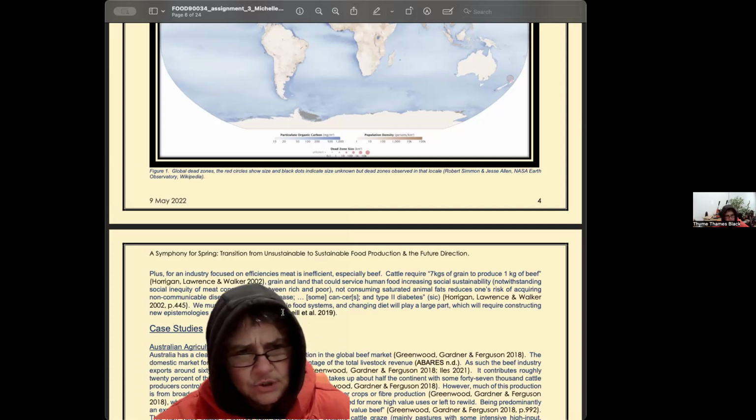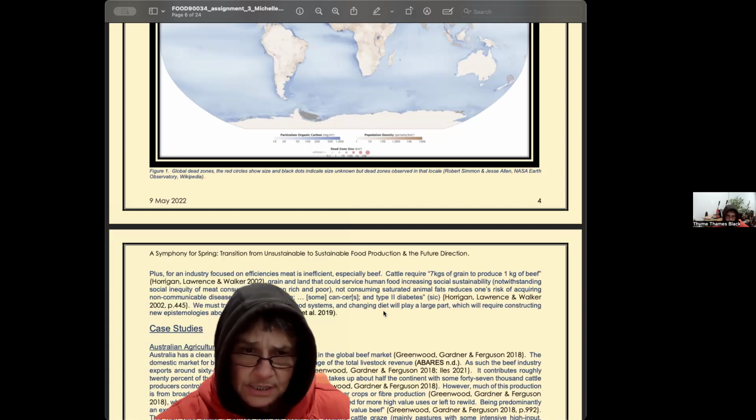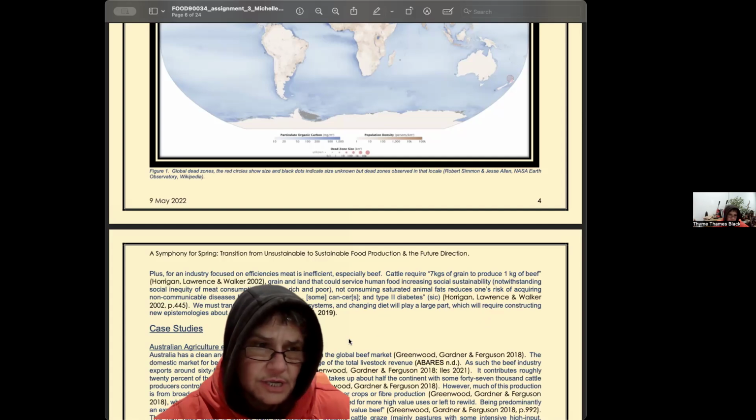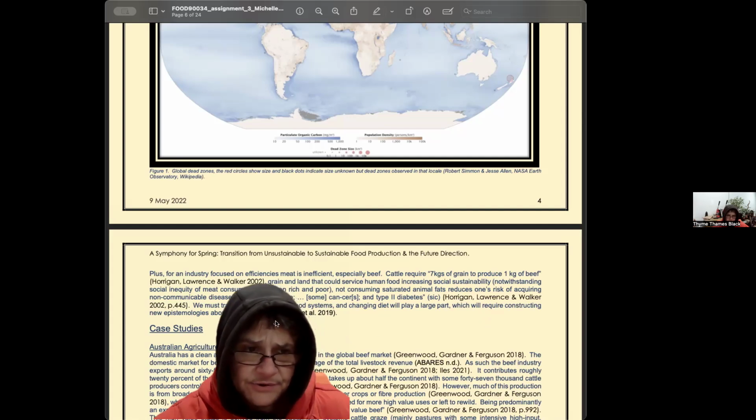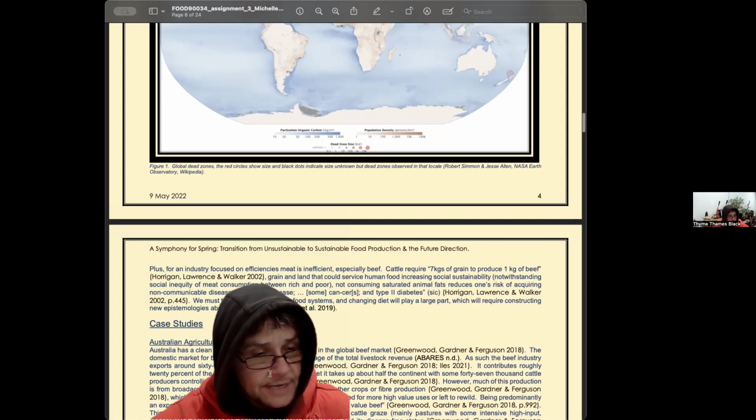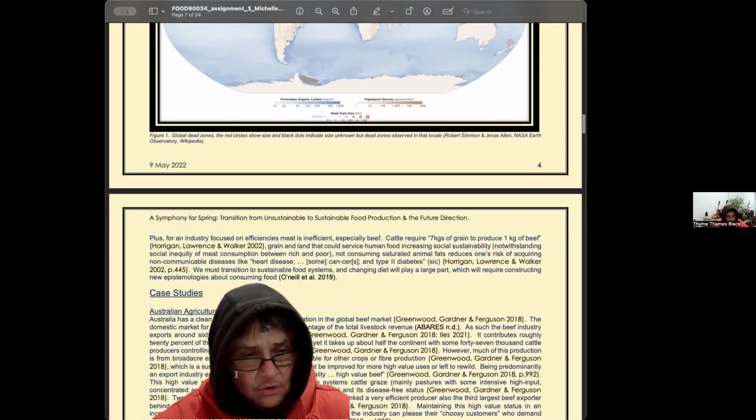We must transition to sustainable food systems, and changing diet will play a large part, which will require constructing new epistemologies about consuming food (O'Neill et al., 2019). Case studies, Australian agriculture, especially beef. Australia has a clean and green, disease-free reputation in the global beef market (Greenwood, Gardner and Ferguson, 2018).